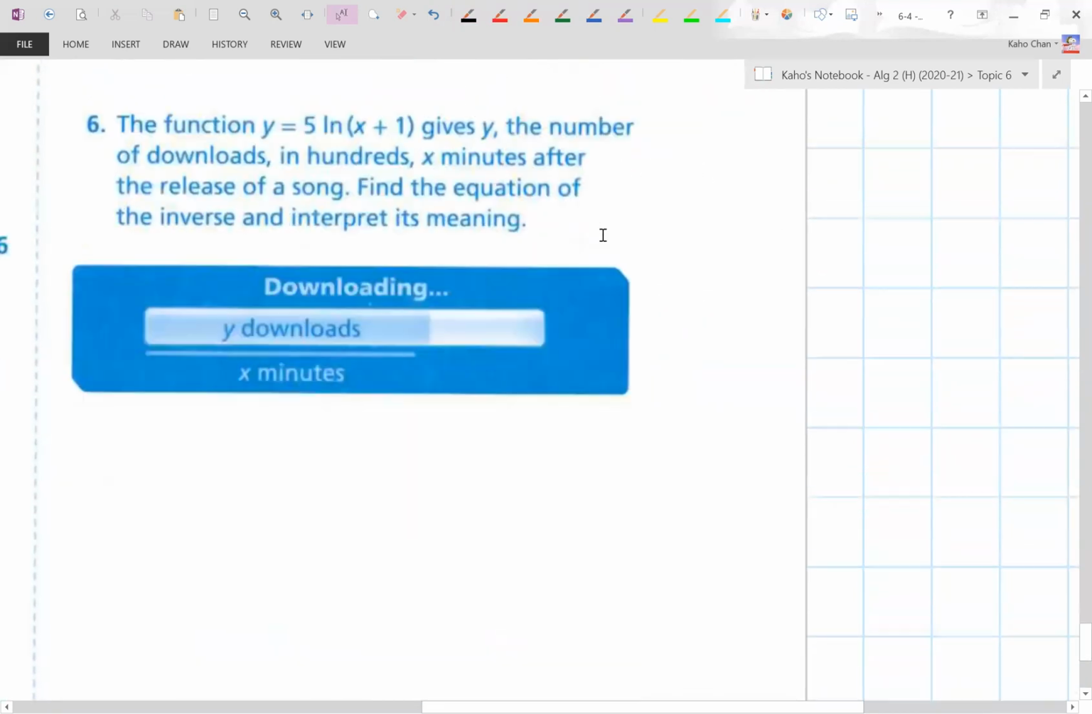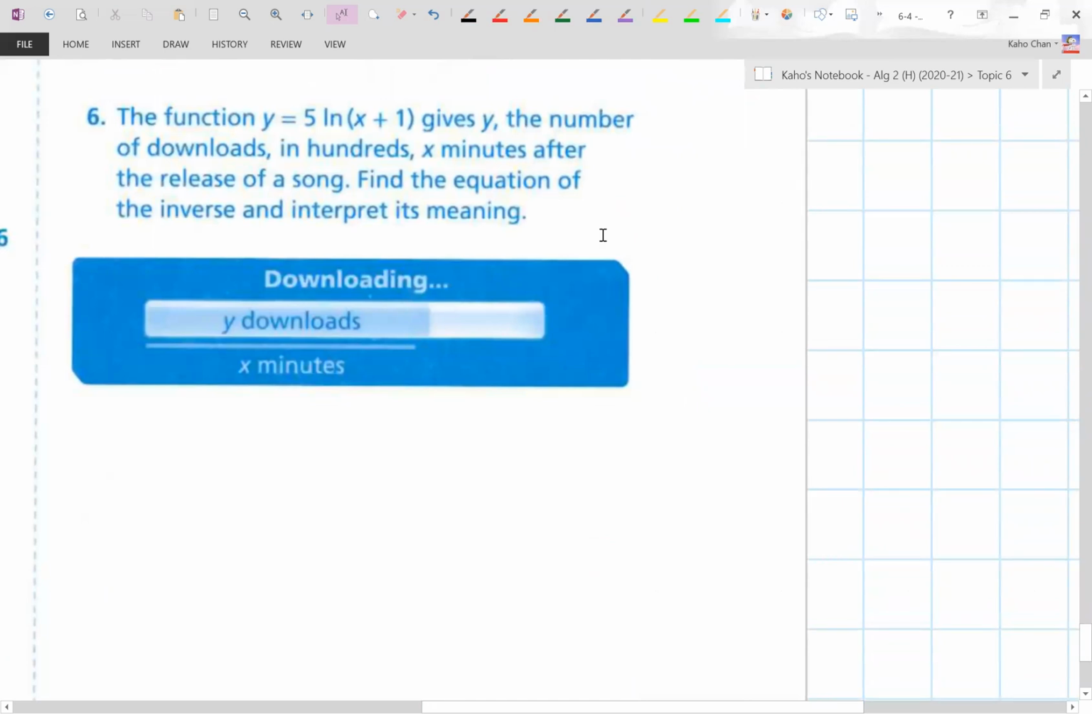Number 6, last one. The function y equals 5 times the natural log of parentheses x plus 1 gives y, the number of downloads in hundreds. So I think that's what we're talking about, music here. x minutes after the release of a song. Find the equation of the inverse. Okay, fine. So we'll take our equation.